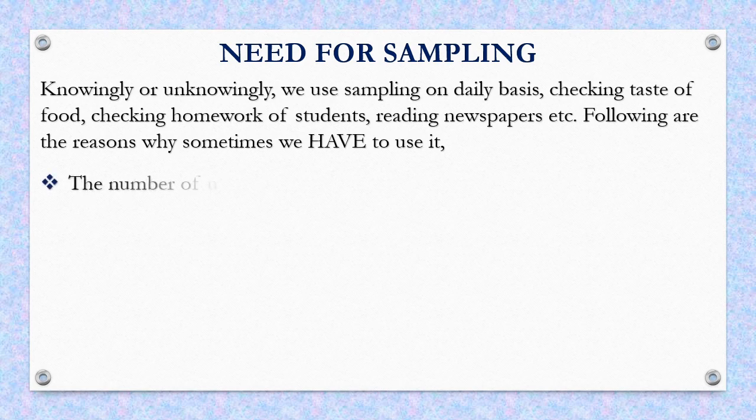Number one, the number of units in the population is too large. For example, I am a single person, I can't take a population survey of the whole state of Gujarat. The number of people residing in Gujarat, around 6 crores, is too large for a single person like me to handle. So I can't do a population survey.